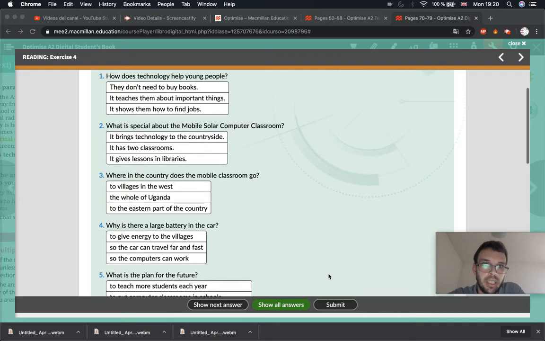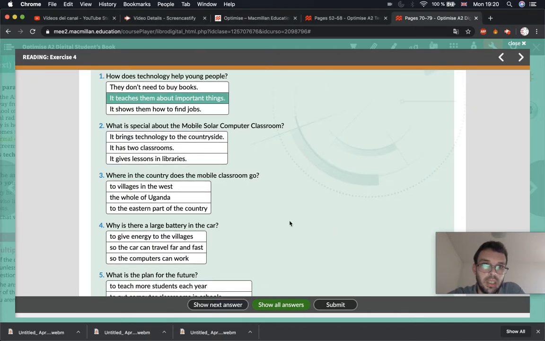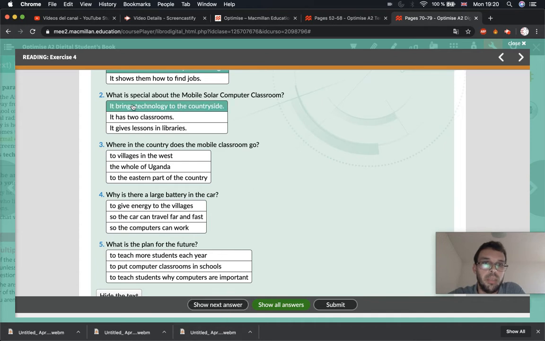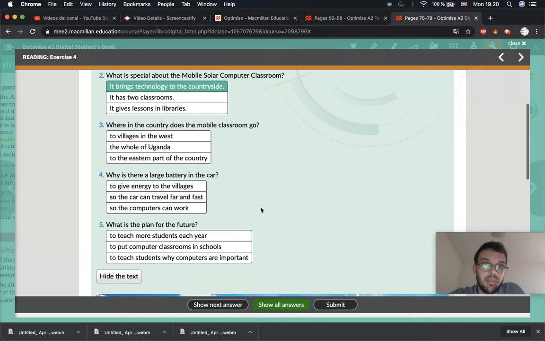How does technology help young people? It teaches them about important things. What is special about the mobile solar computer classroom? It brings technology to the countryside. Where in the country does the mobile classroom go? The whole of Uganda.